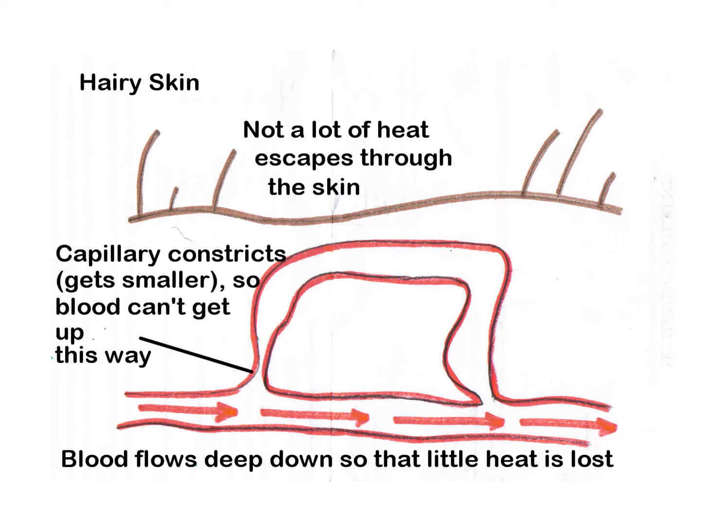Arrector pili muscles are attached to the bases of these hairs, and of course they will stand those hairs straight on end. That also helps us trap heat closer to the body. So you may not realize it, but if you look down and see goosebumps on your arm, that is all part of helping to retain heat closer to your body.